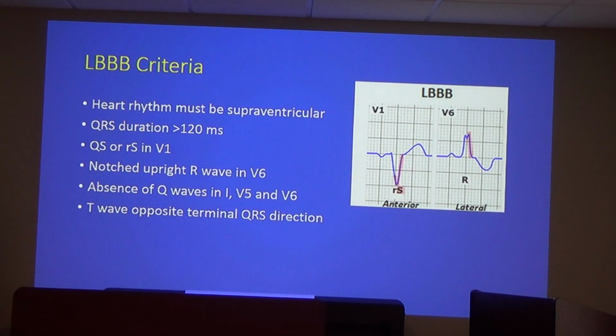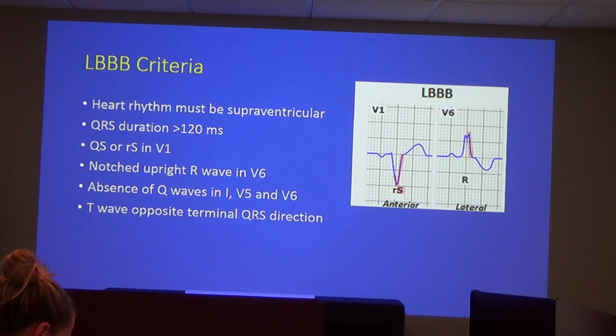And here's a left bundle. V1 and V6, it's interesting, you can get the whole answer in V1 and V6. First of all, for a left bundle, it has to be supraventricular. If it's ventricular tachycardia, it doesn't count as a left bundle. The QRS for a complete left bundle has to be greater than 120 milliseconds.